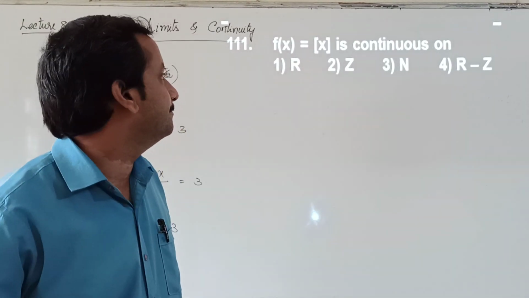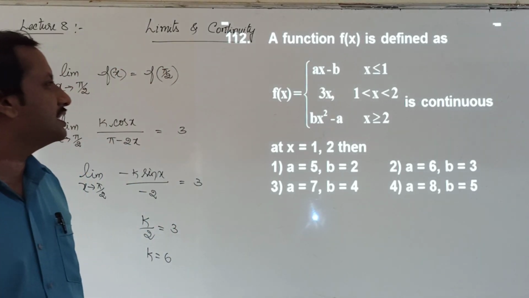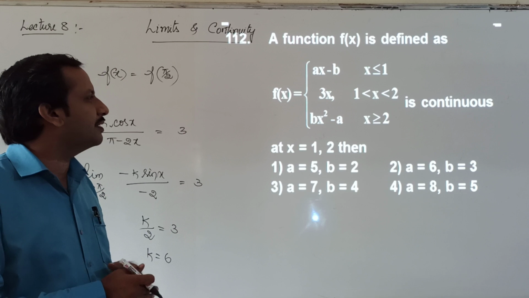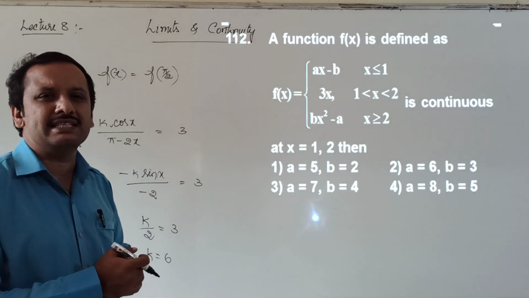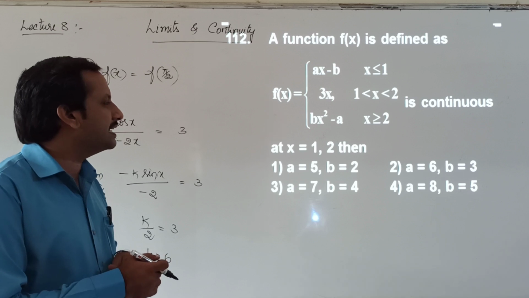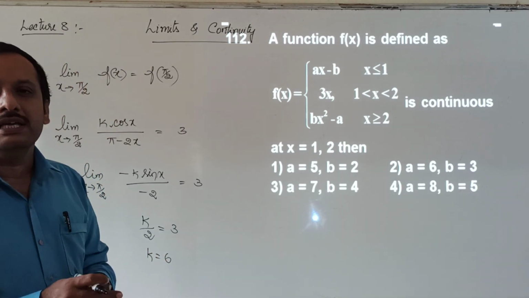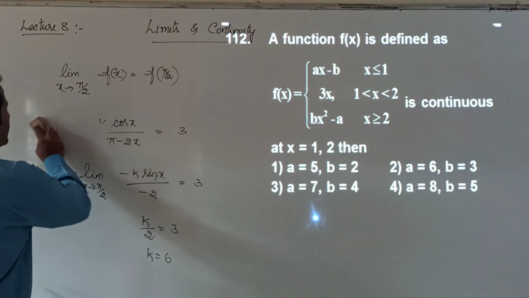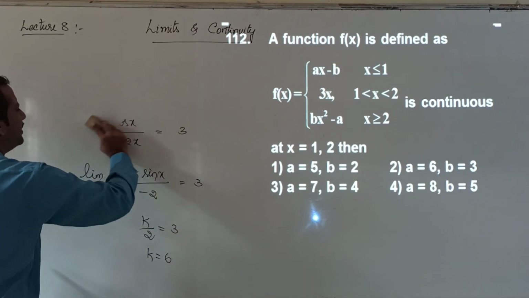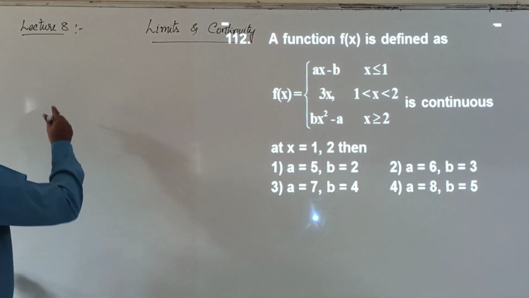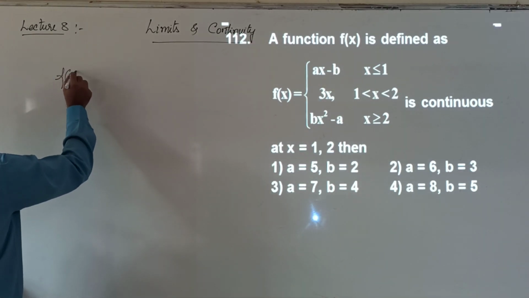A function f of x is defined as ax minus b when x is less than or equal to 1, 3x when x is greater than 1 but less than 2, and bx square minus a when x is greater than or equal to 2, is continuous at x equal to 1 and at x equal to 2. Then what are the values of a and b? Okay. So here in our previous class I gave you one shortcut.